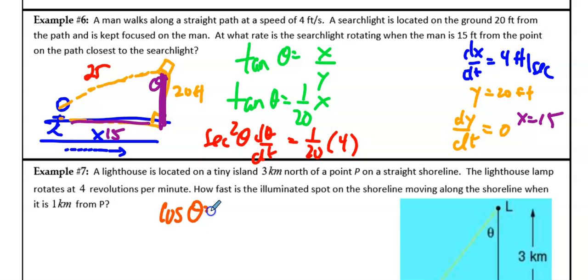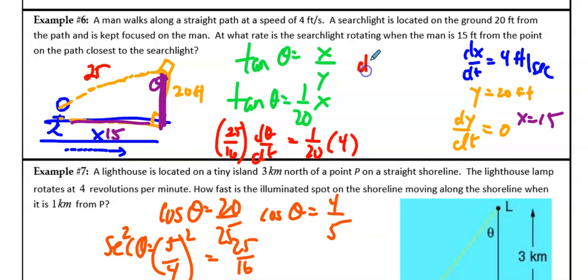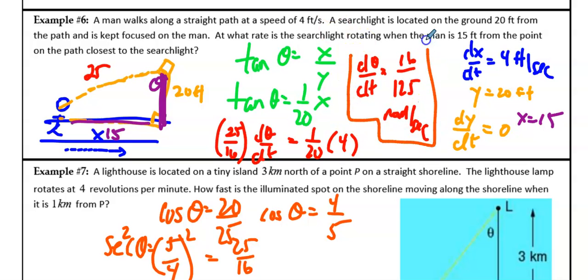So secant of theta is the reciprocal of cosine of theta. Remember, cosine of theta is going to be the adjacent side over the hypotenuse. So that's going to be 20 over 25. Just to keep the numbers nice, this is just going to be 4 over 5. And so that means secant of theta is just going to be equal to 5 over 4. So then I can square this and get 25 over 16. After that, I can replace, and when we do some math, you can use a calculator for this, d theta over dt is going to be equal to 16 over 125 radians per second. And that is the answer to that problem.